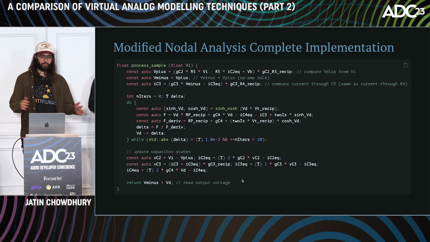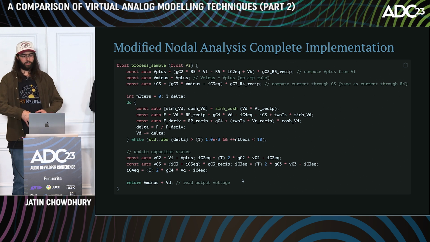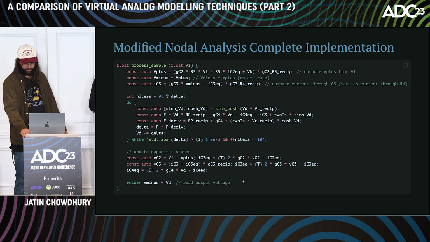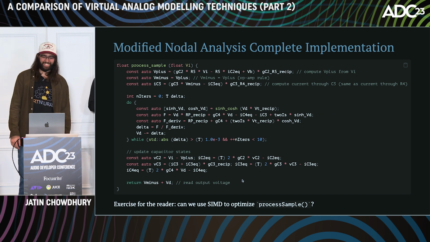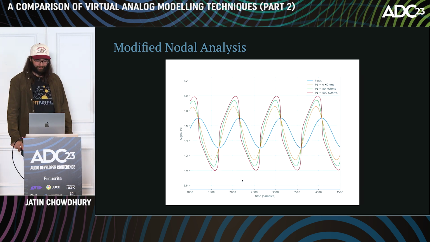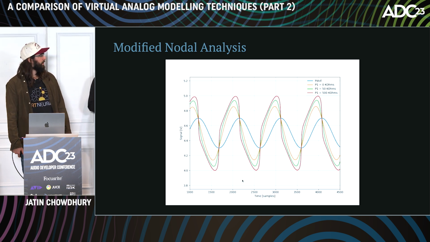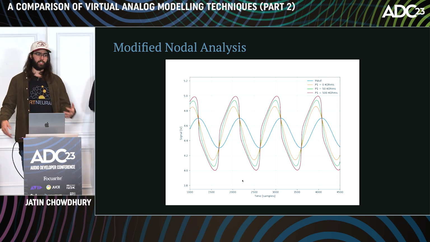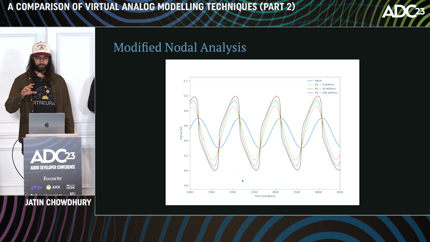So if you put all this together, all three branches of the circuit, you can put it all together into a complete implementation of this circuit model. And it looks something like this. And if you really want to get fancy, you can use SIMD to optimize it. So that's an exercise for you all. Have fun. And if you run some signal through it, you'll get a result something like this. So you get this wave shaping distortion that sounds kind of interesting. And you can see as we change the value of the P1 resistor, we get a slightly different shape.